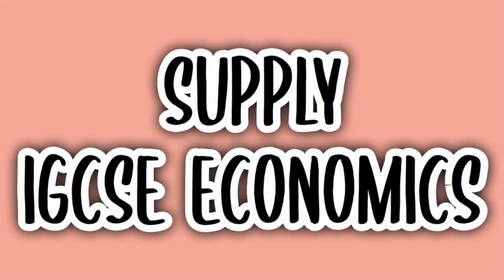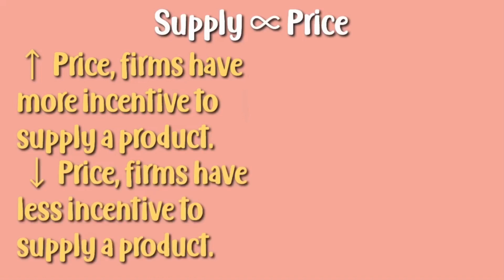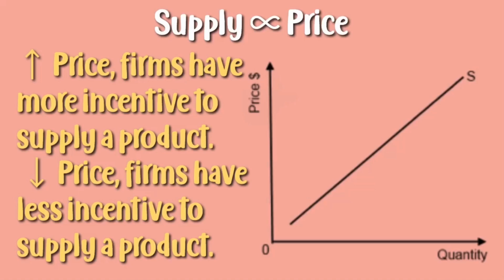In this video, I'll be talking about supply. So supply is proportional to the price. What that means is when the price increases, firms have more incentive to supply a product. But when the price decreases, firms have less incentive to supply a product. This is the supply curve, and it shows the relationship between the supply and price of a product.